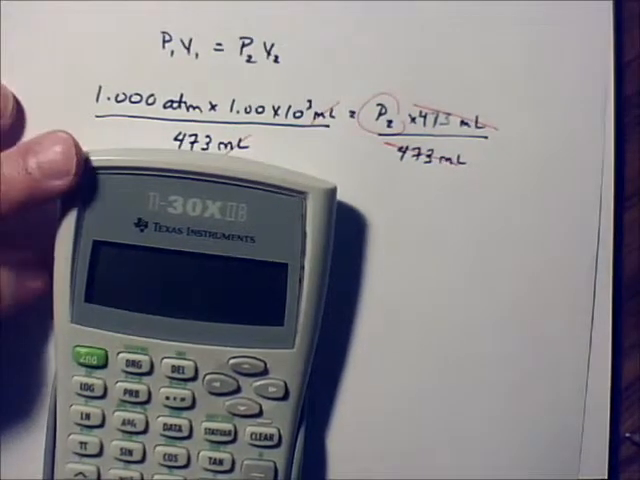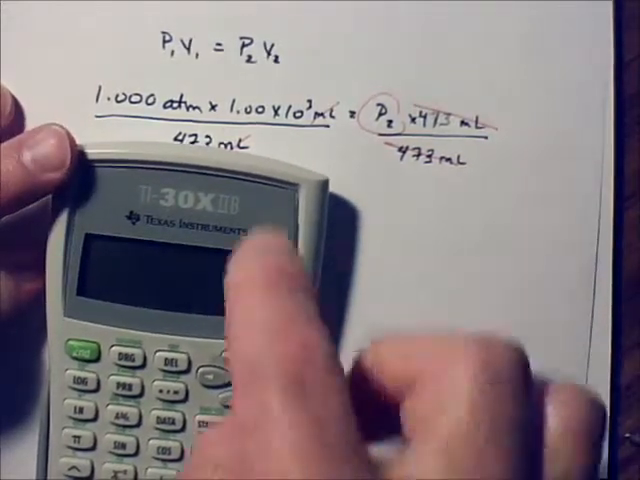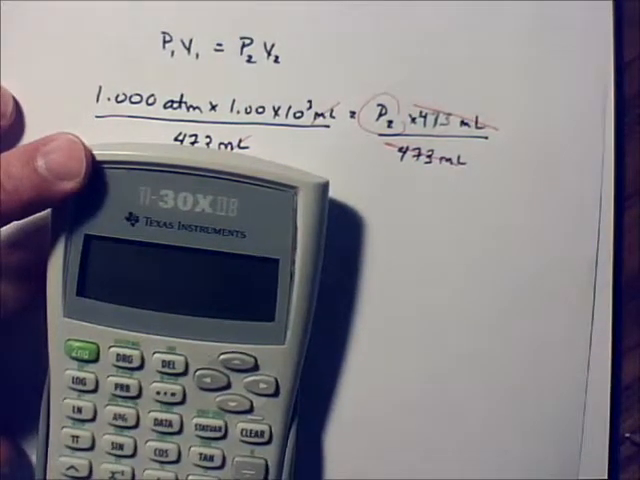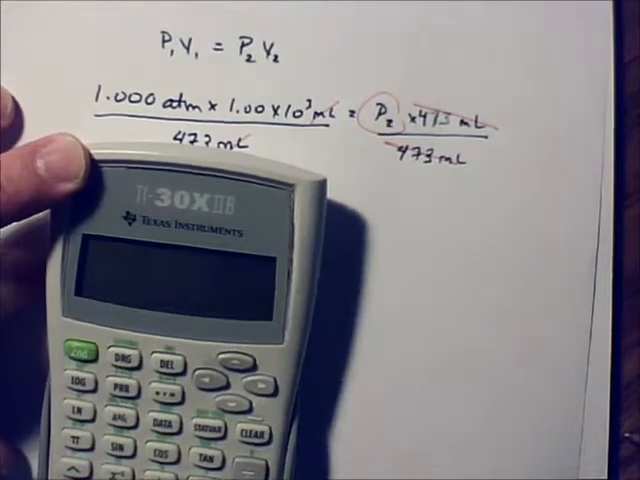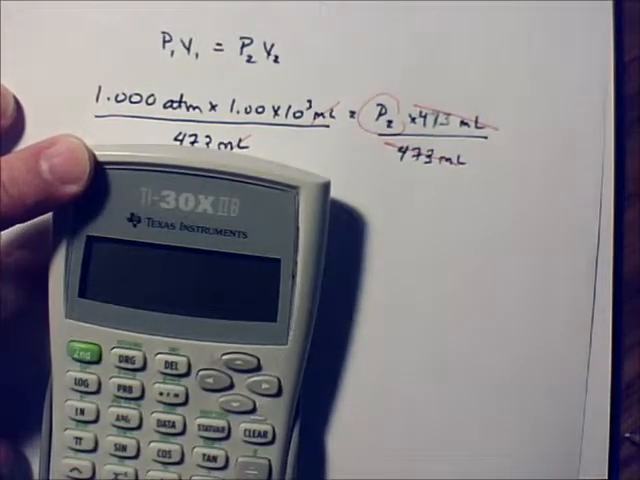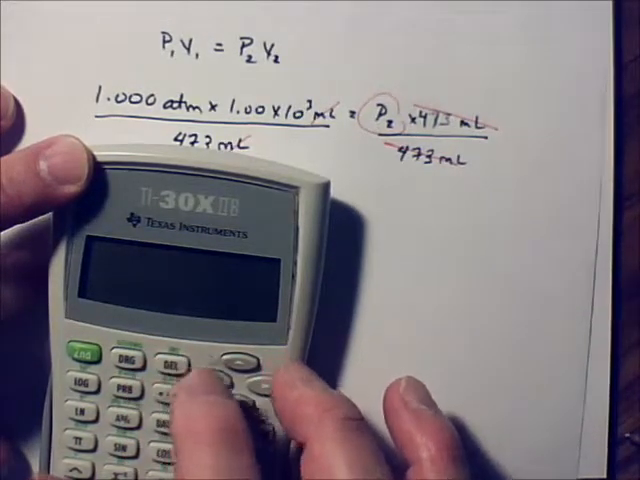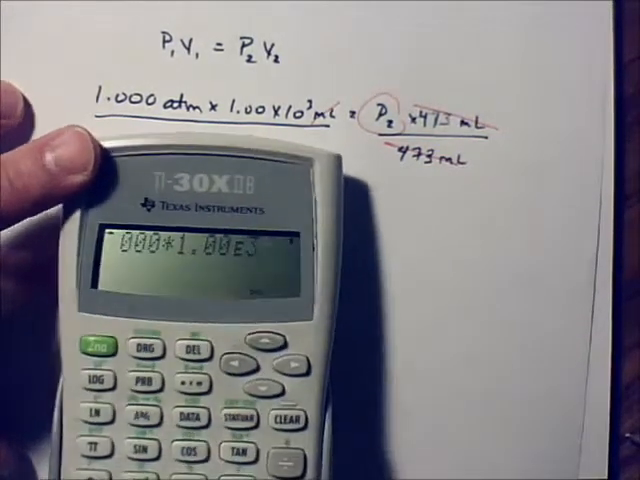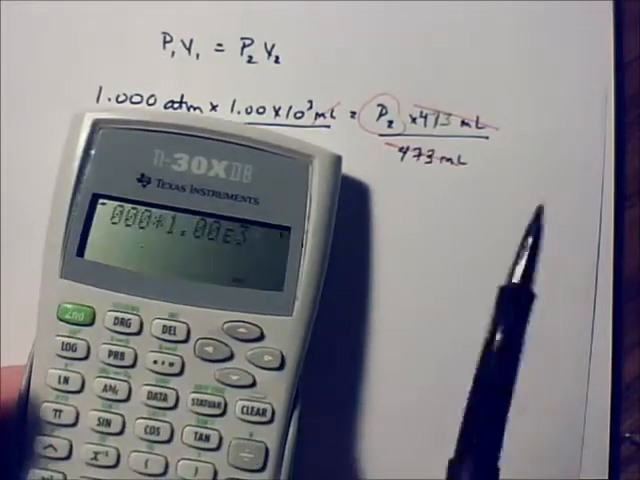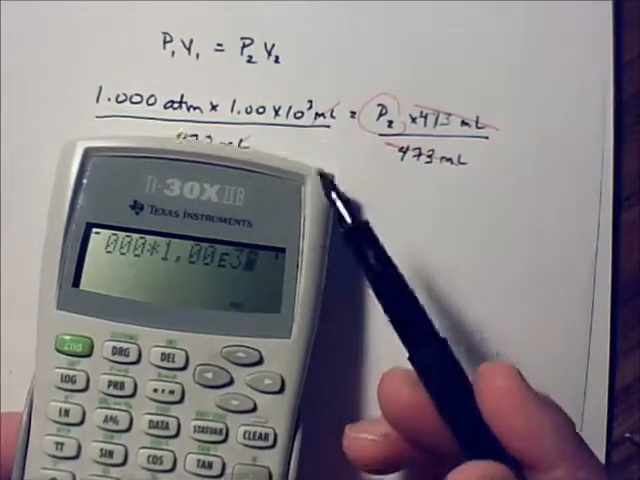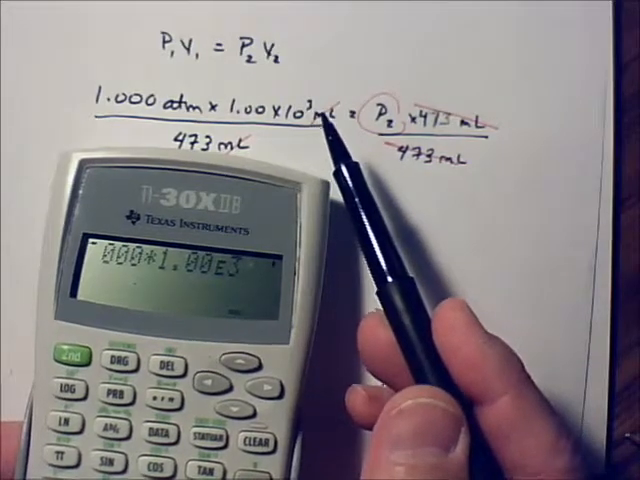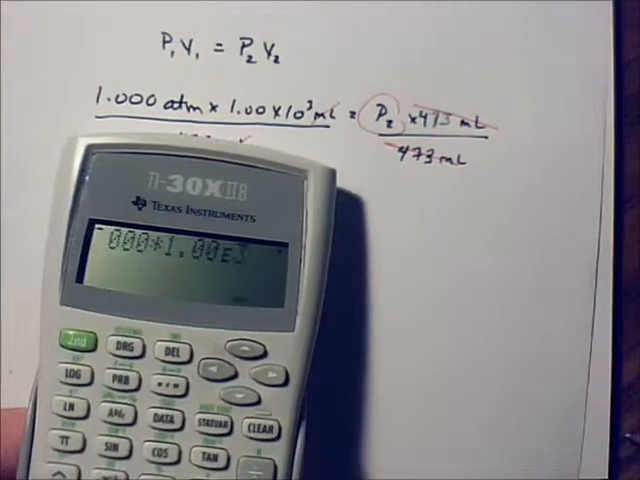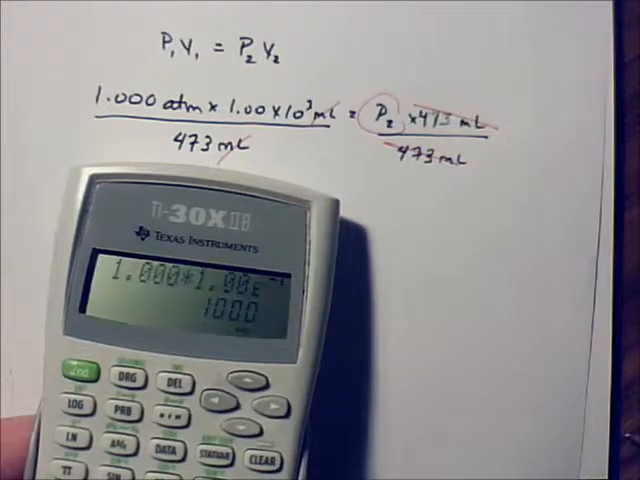So we got 1.00 times 1.00 times, let's see, actually, you know what I can do? I can do this. Go back to that and do second exponent 3. And what that does is when I have it like this, 1.00 E3 is the same as 1.00 times 10 to the third. Okay? Go ahead and equals, and then divide by what's on the bottom.